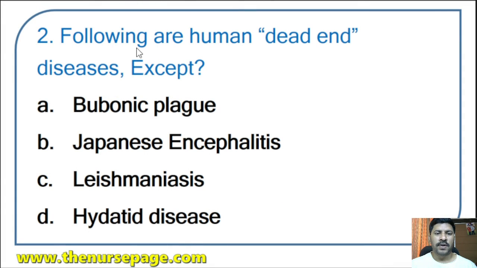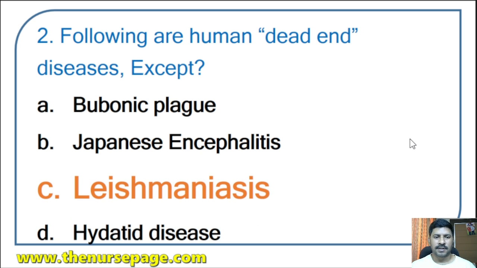Next question: the following are dead-end human diseases except bubonic plague, Japanese encephalitis, leishmaniasis, hydatid disease. Dead-end human disease means a zoonotic disease that spreads to humans, and then humans will be the last host. It will not transmit to other animals. That is why it is known as a dead-end human disease. Humans are dead-end hosts for these diseases. So here the correct answer is leishmaniasis.